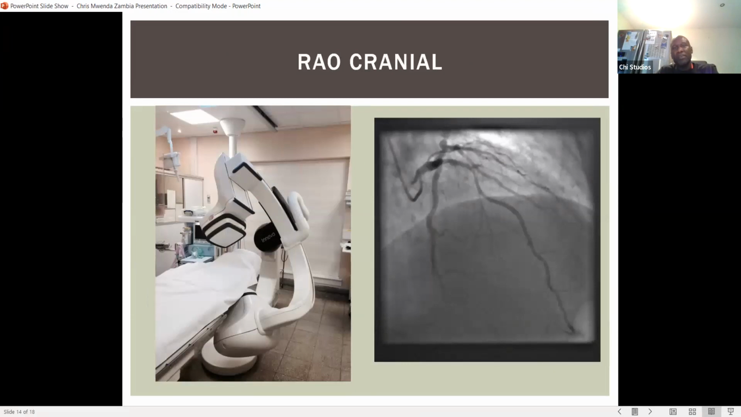Okay. So on this page, if you look at the LAD from here up to here, can anyone tell me what you can observe on this? What do you think is happening here? Okay, if you look at this caliber, it's narrowed here. So obviously it is more than 50% narrowing.